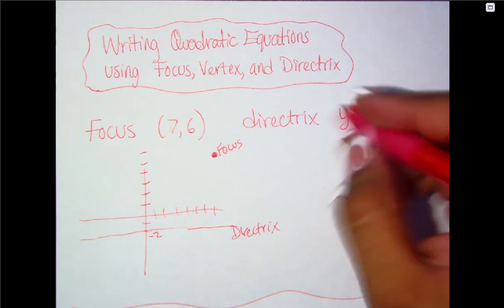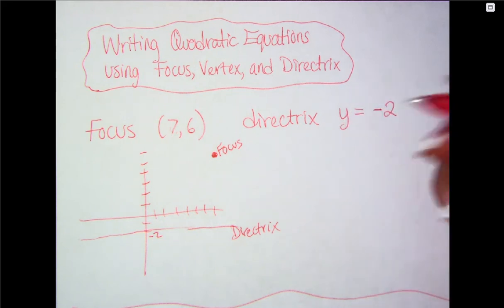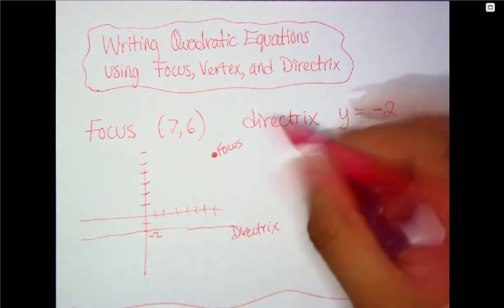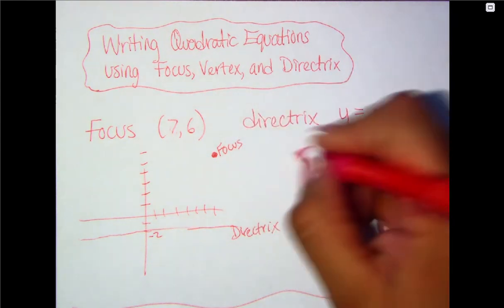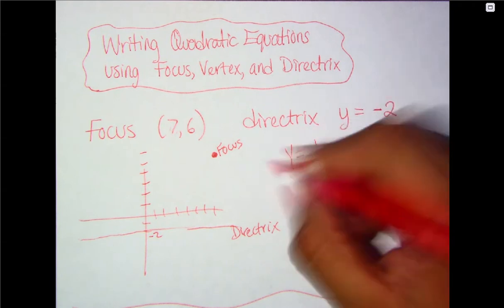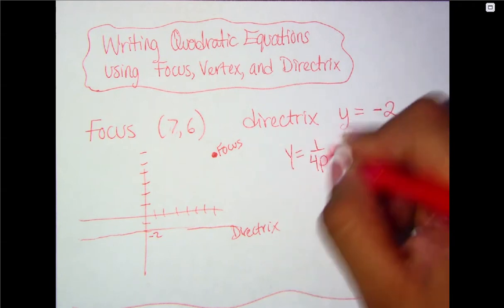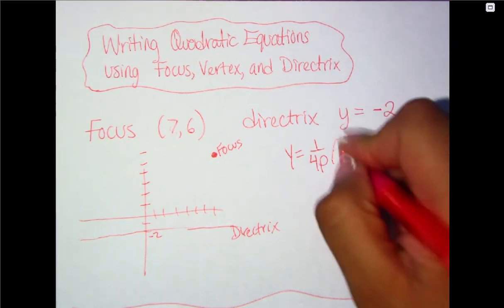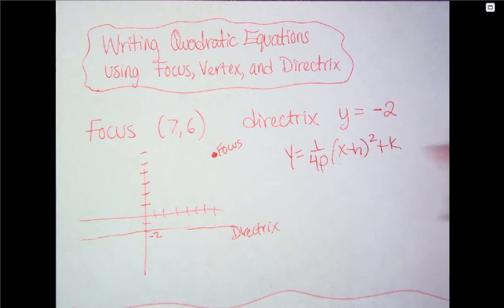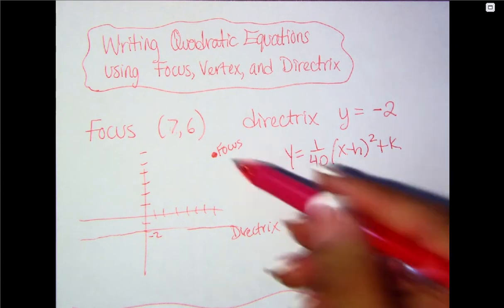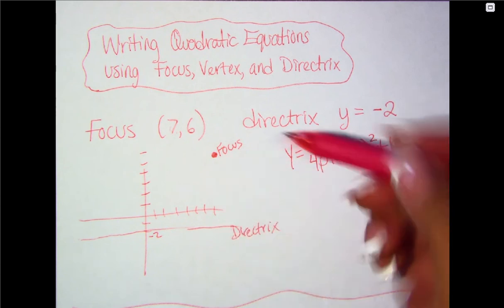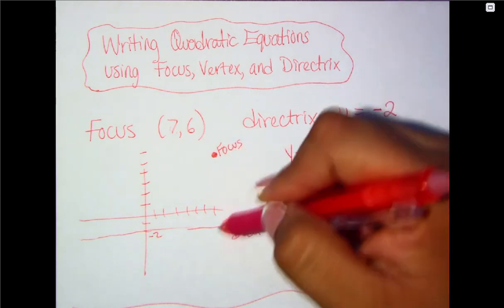The equations we are able to write are vertex form, intercept form, or standard form. But vertex form is the one that will help us here, because the vertex is the one that relates to these two. In the first video, I mentioned that when we have focus and directrix, our equation will be y equals 1 over 4p, (x minus h) squared plus k. The vertex is somewhere here in the middle between these two, so we need to calculate the distance from the directrix to the focus.